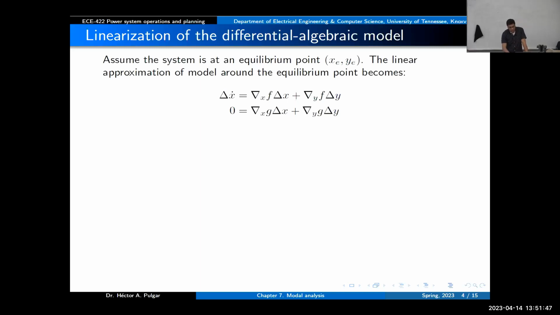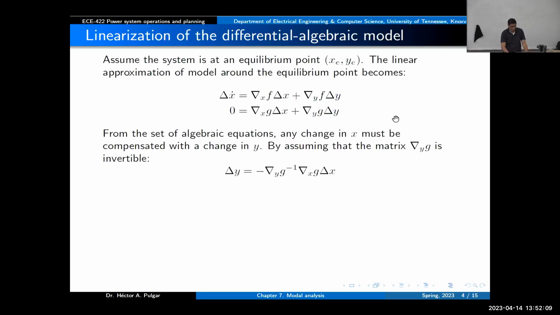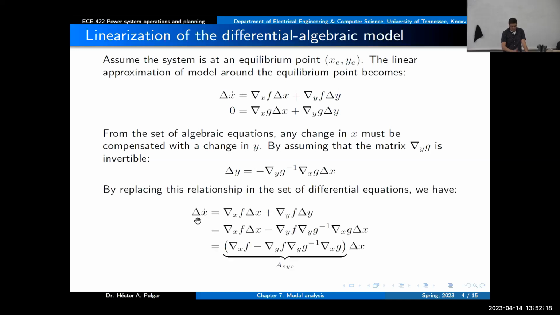But from this formulation, we realize that there is an explicit expression for the algebraic variables in terms of the state variables. So from this equation, as long as this matrix here, the Jacobian of G with respect to Y, is invertible, then we can get a solution for Y given by that. If we have that solution for Y, we replace it in the first equation, and then we are able to reduce the system, and we have a model that just relates all the state variables through this system matrix.